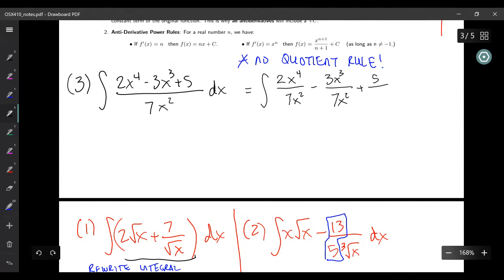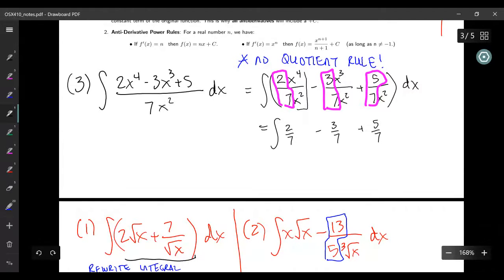the numerator divided by the denominator, and then I can split up the numerator into pieces. If you look at just the coefficients, I'm going to highlight them because I'm going to write that off to the side: 2 over 7, minus 3 over 7, plus 5 over 7. Right here, I have x to the 4th divided by x squared, you get x squared. x cubed divided by x squared will be x, and then this is x to the negative 2. Now we're ready to do the power rule.